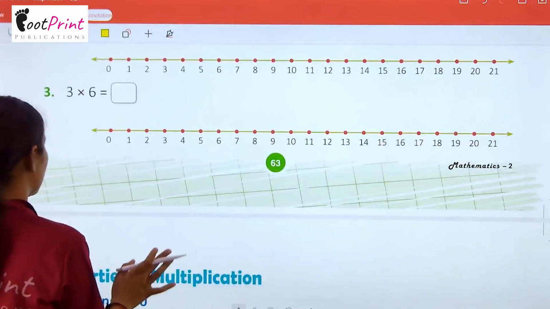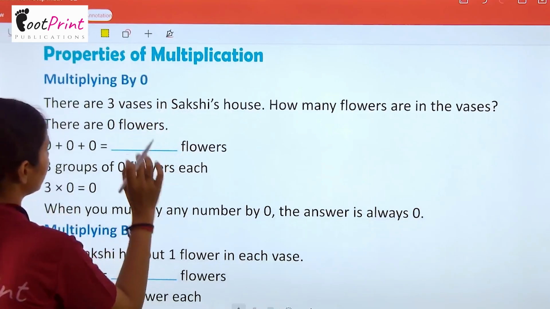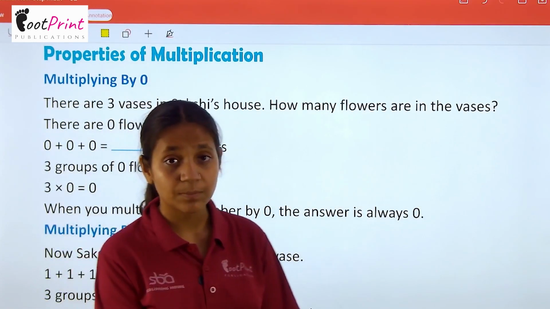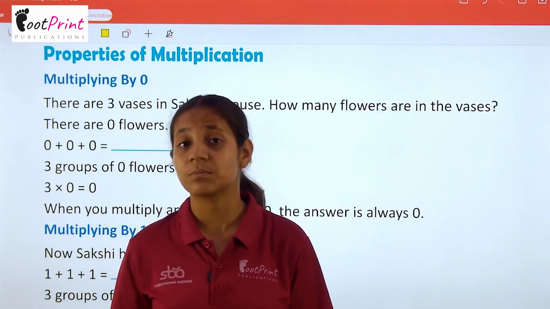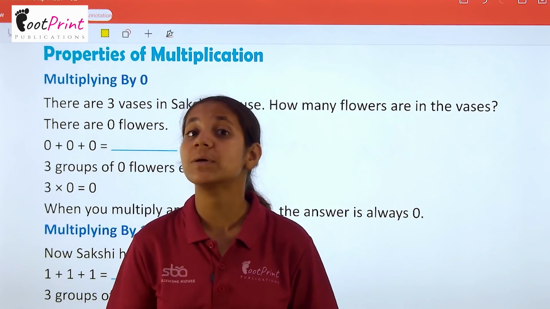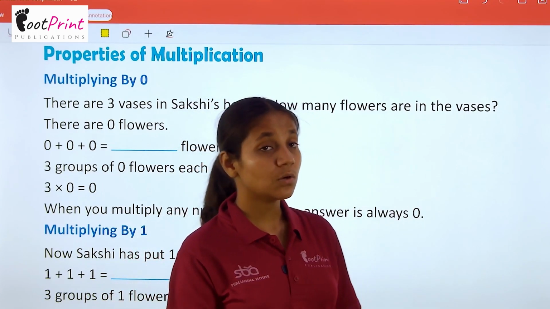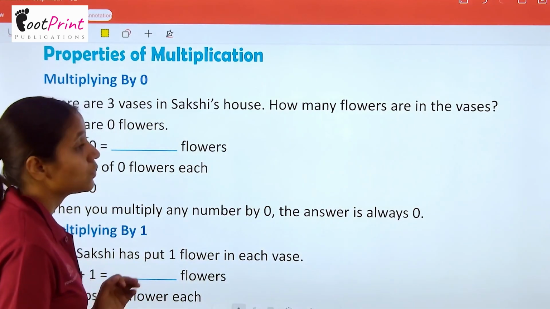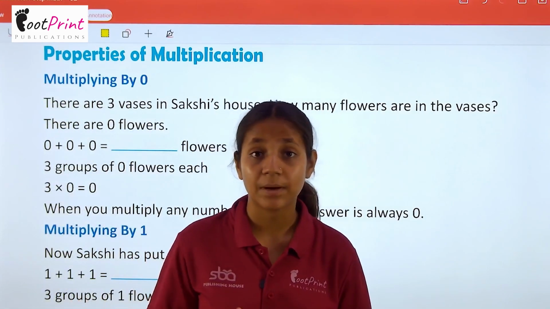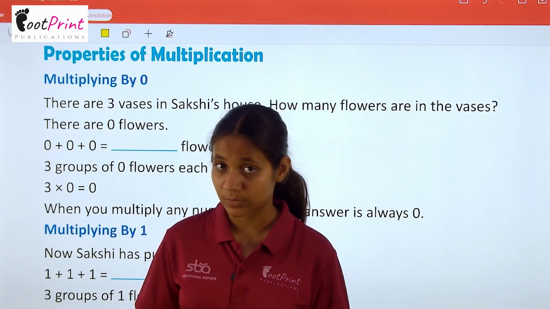Okay. Now we have properties of multiplication. Students, when we do multiplication, we have to remember and be aware of the properties of that. Okay. So जब भी हम multiplication करेंगे हमें कुछ चीज़ों का याद रखना पड़ेगा ताकि हमारी जो multiplication है वो easy रहे हमारे लिए. Okay.